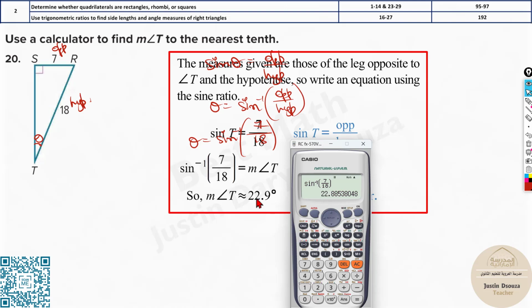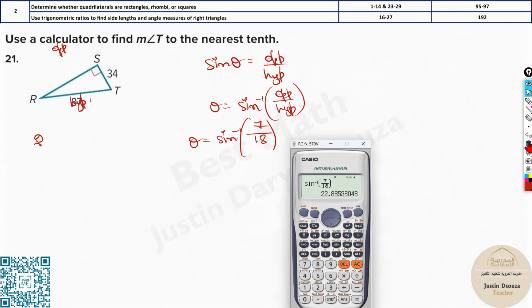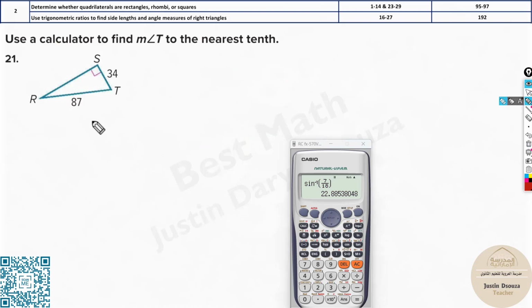Why? Because we had to round off to the tenth. So you can write theta is equal to 22.9, and then measure of angle T is 22.9 degrees. Don't forget the symbol degrees. Here as well, let's do it.